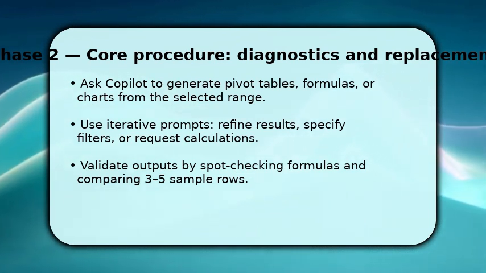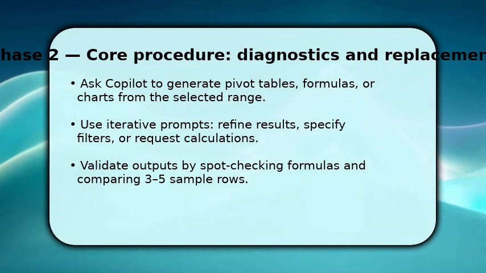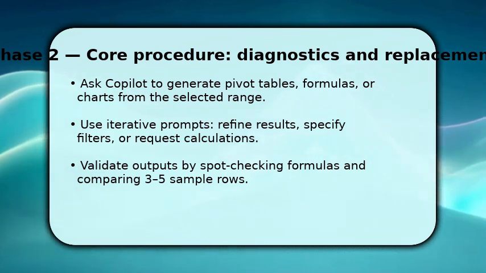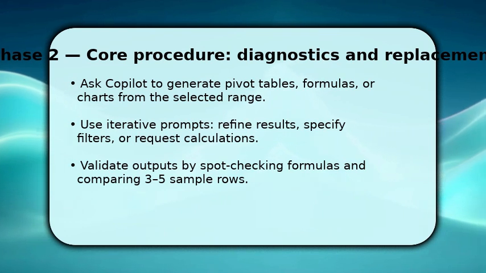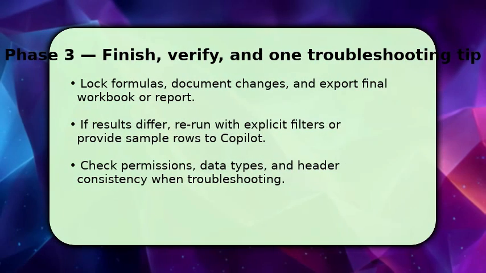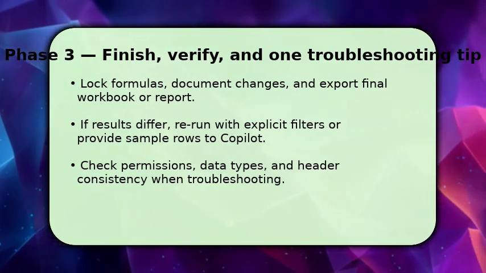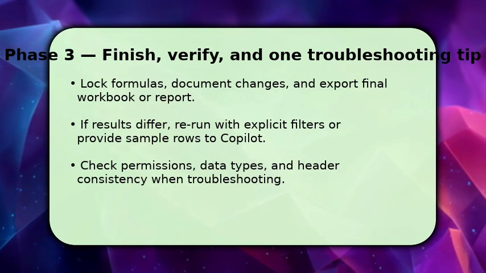Once you see results, validate by spot-checking 3 to 5 sample rows and verifying totals against raw data. This confirms the automated steps worked as intended. You finish by locking key formulas and documenting what Copilot changed so others can follow your steps.